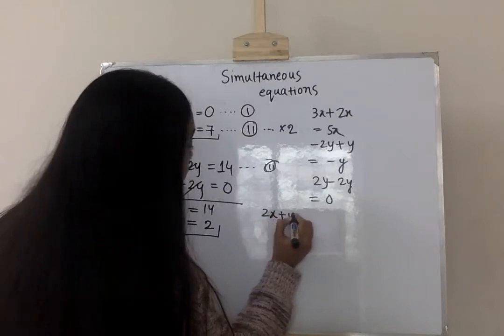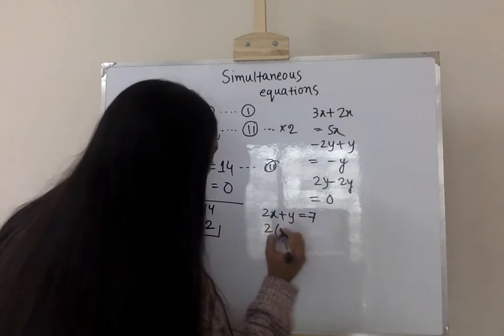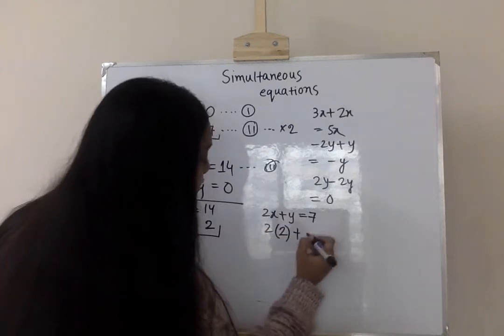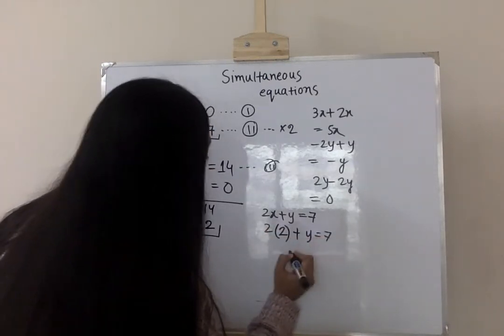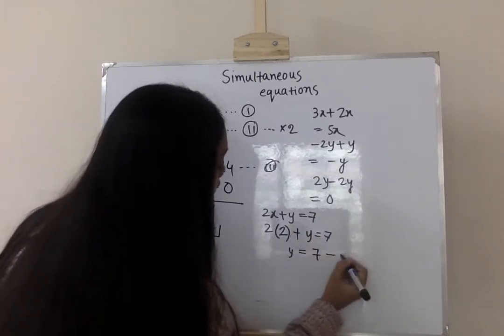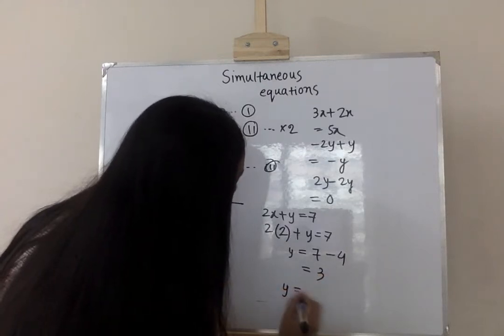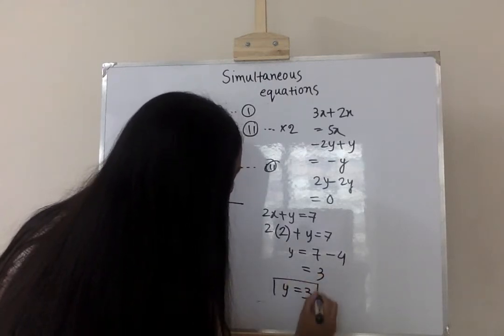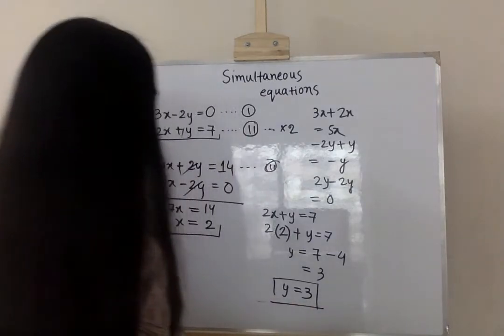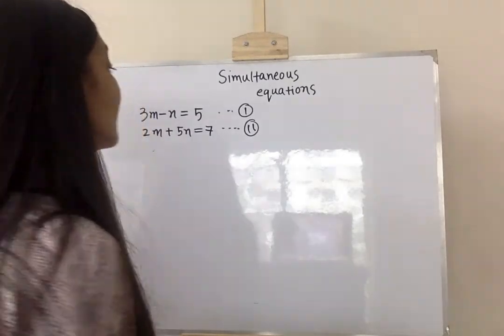2x plus y is equal to 7. Then 2 plus y is equal to 7. Y is equal to 7, 2 2s are 4, minus 4 is equal to 3. So we get y is equal to 3 as the second part of our solution. Now this is our third set of simultaneous equations.